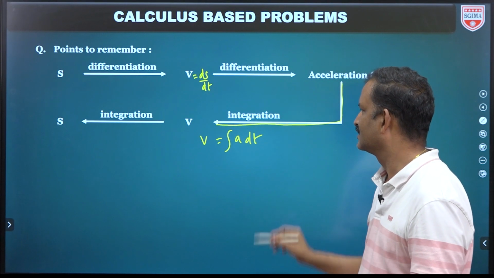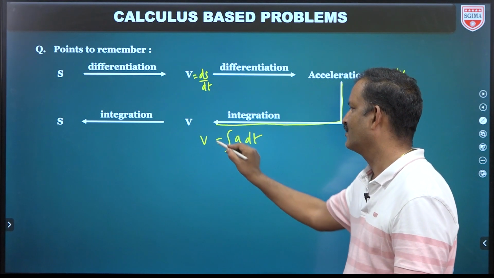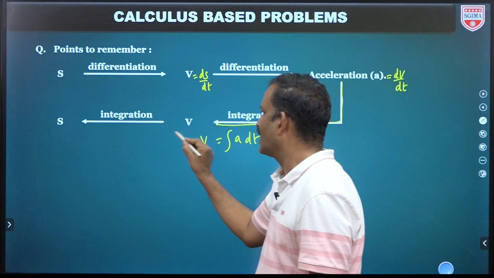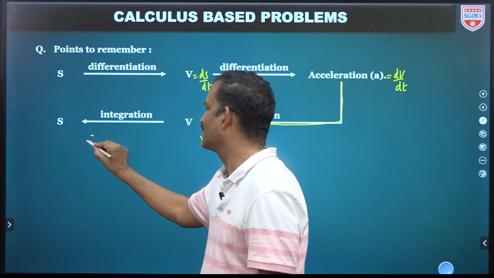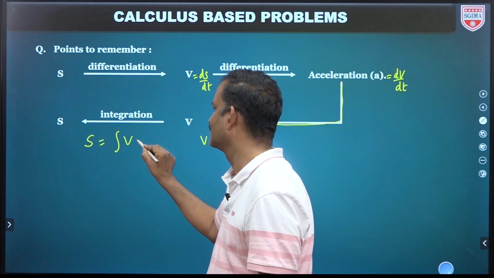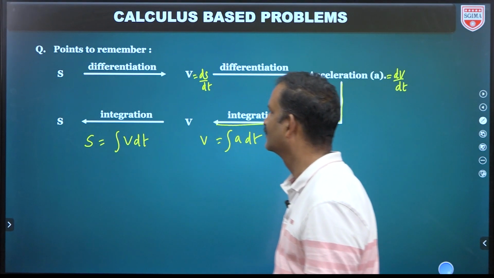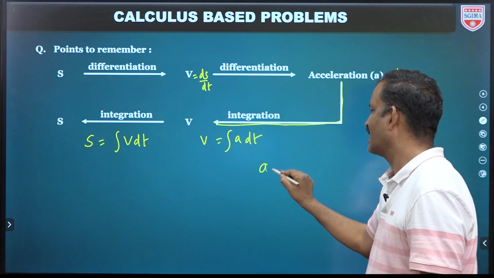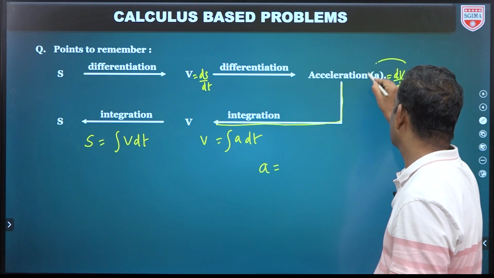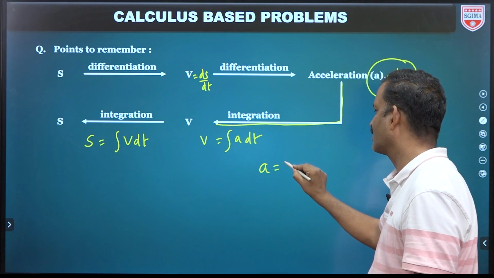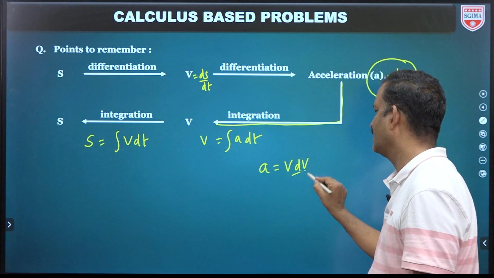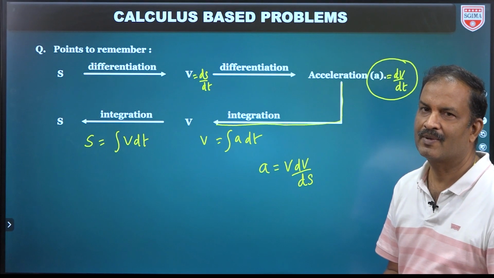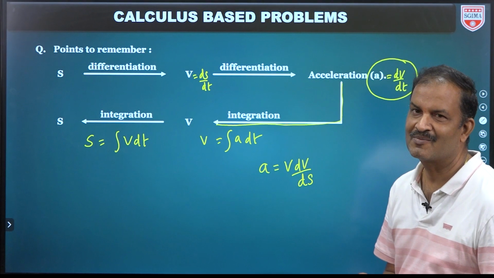For short, actually v2 minus v1, t1 to t2 you have to write. Velocity integration, displacement. One more thing, acceleration has one formula dv by dt, and one more formula v into dv by ds. These are the main points you have to remember in the calculus based problems.